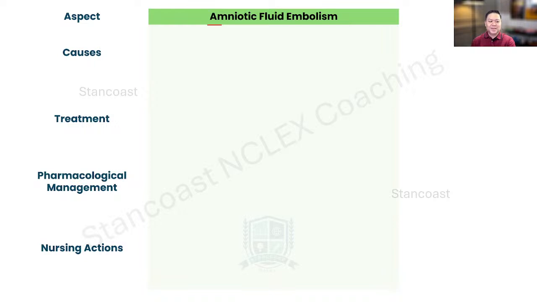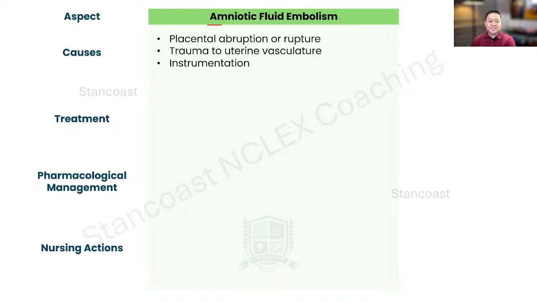So what is this? This is basically going to happen when the woman has probably just delivered the baby vaginally, or it could happen after the C-section, or it could be as a result of abruptio placenta, or if there is a trauma to the uterine vasculature, all right, or maybe with the use of some instruments in a GYN procedure, okay. So those are the things that could lead into the amniotic fluid embolism. Of course, this is only going to happen in the mother delivering the baby, right? And so what are we going to do here?